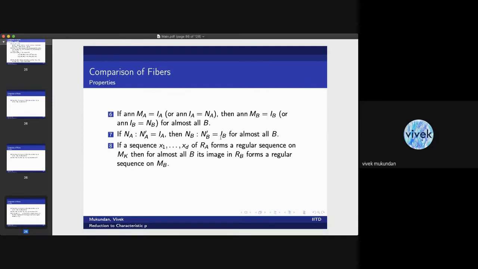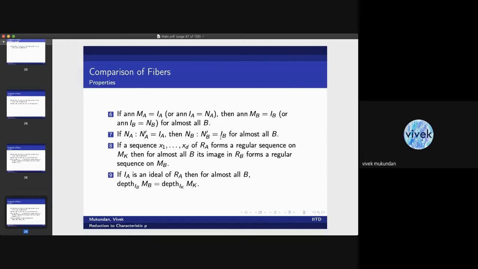And if you have a sequence X1 to Xn that forms a regular sequence over M, then for almost all B, its image in RB forms a regular sequence in MB. In particular, the image of the sequence in the fiber also forms a regular sequence in MK, with the fiber of M. If IA is an ideal of RA, then for almost all B, the depth is also preserved. So the depth of MB over IB is the same as the depth of M over I, so for almost all fibers.